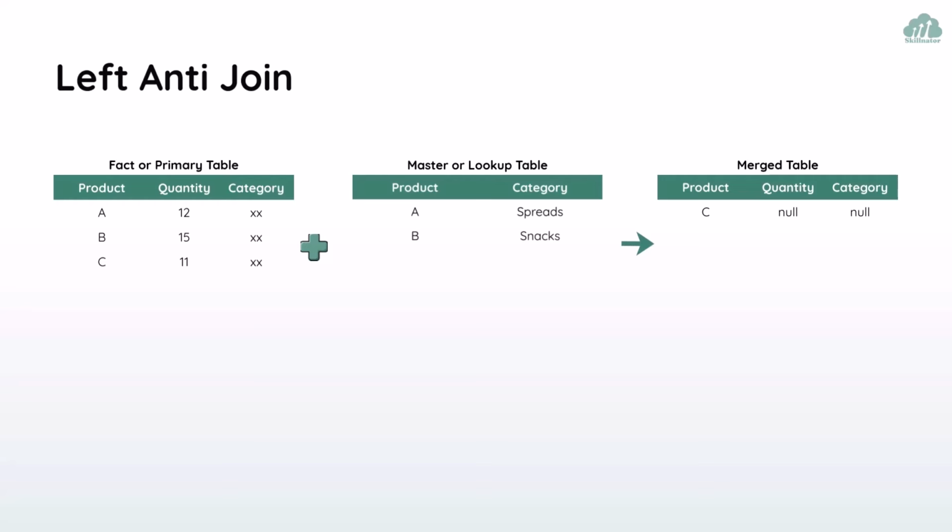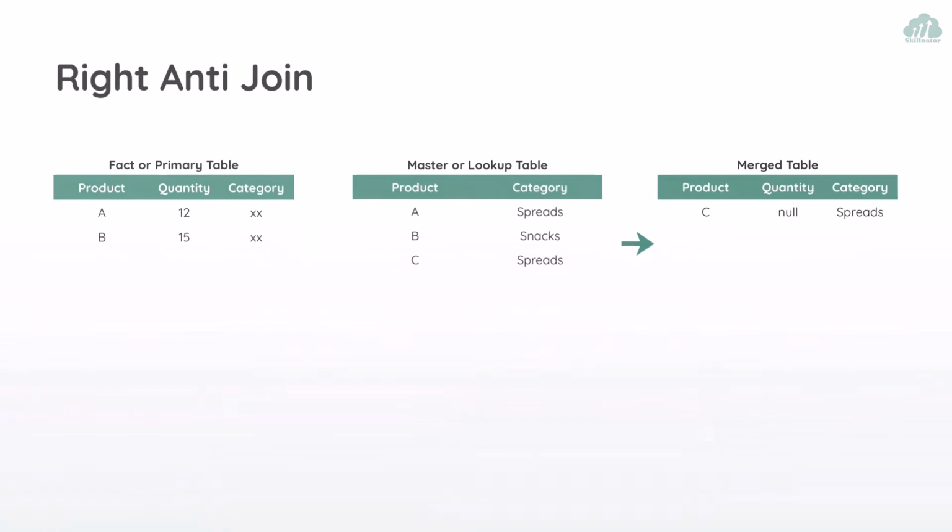After that, we have right anti-join. A right anti-join does the reverse of the left anti-join. It returns only those rows that are in the lookup table but don't appear in the primary table. Let's assume you have a primary table which has products A and B, and you have a master table or a lookup table which has products A, B, and C. The output of a right anti-join will show only rows for product C. This is useful for finding discontinued items, unused master data, or records that never show up in the transactions.